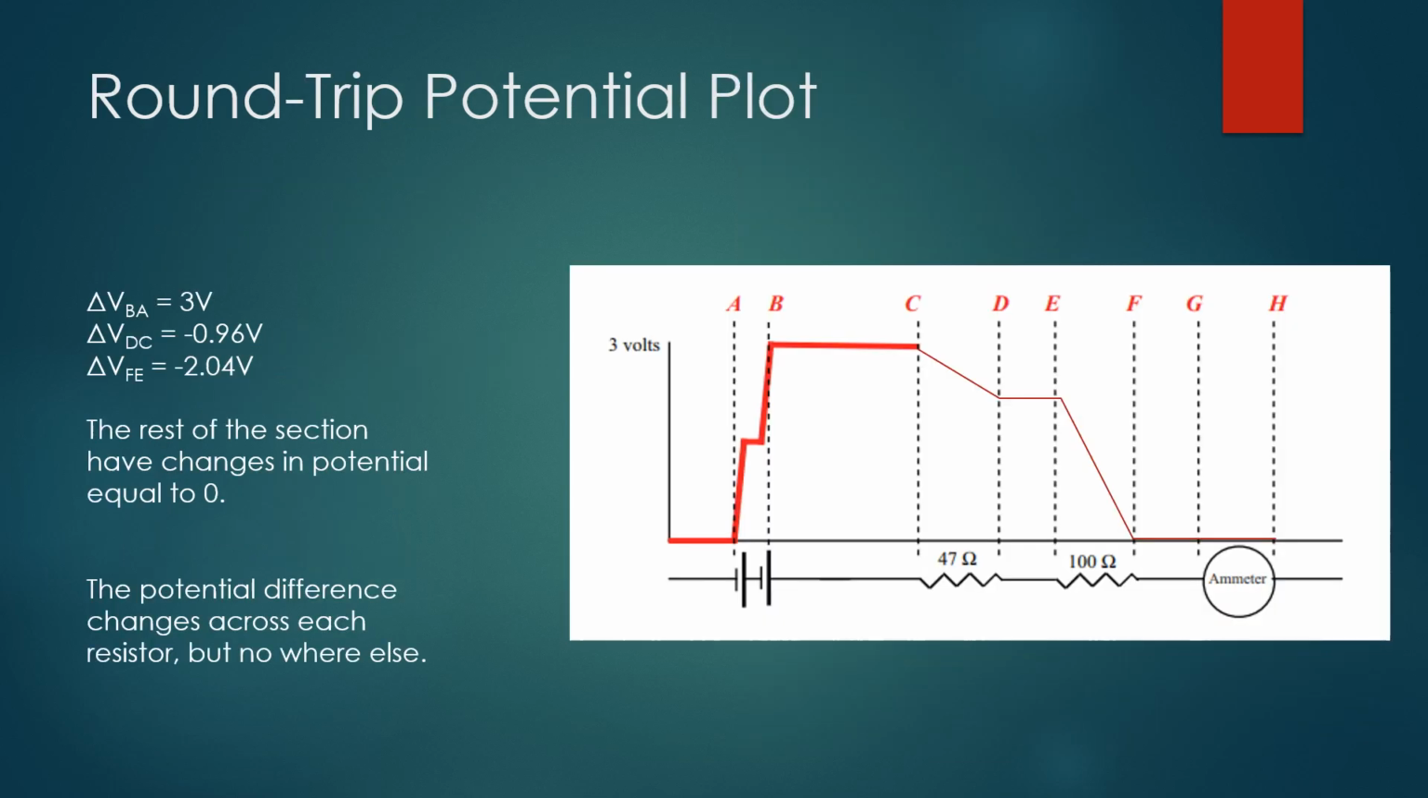This is the round-trip potential plot. The delta VBA was equal to 3 volts. The delta VDC was equal to negative 0.96 volts. The delta VFE was equal to negative 2.04 volts. And the rest of the sections had changes in potential equal to 0. And there were potential difference changes across each resistor, but nowhere else.